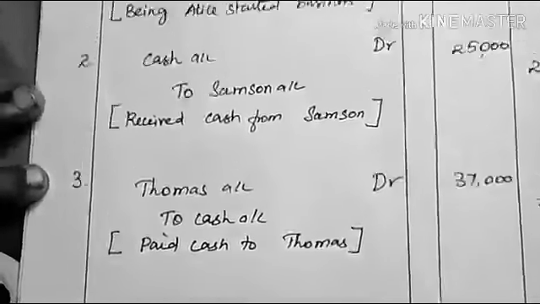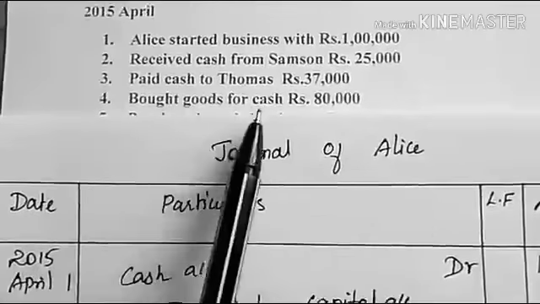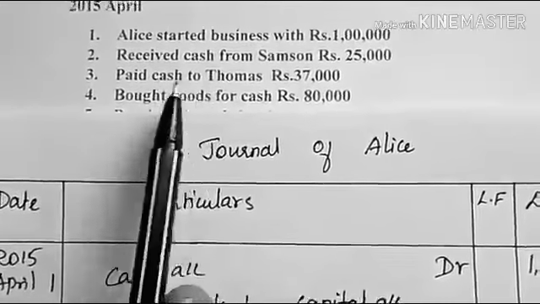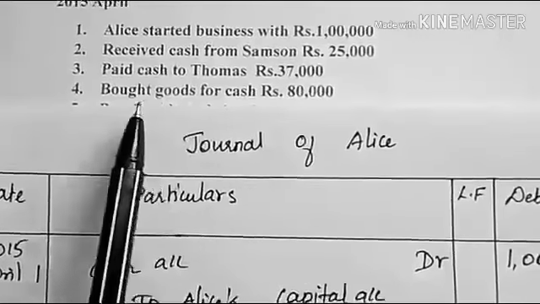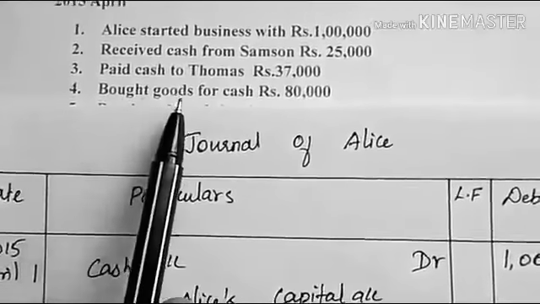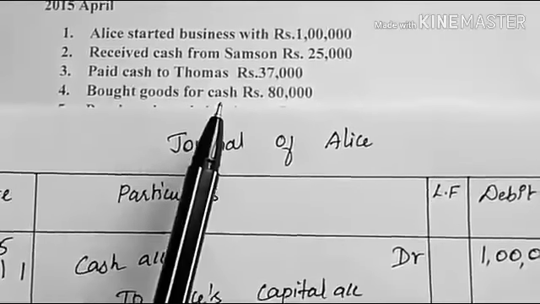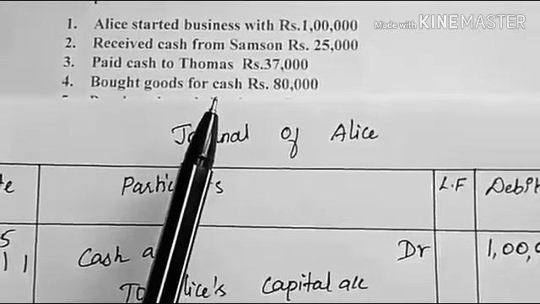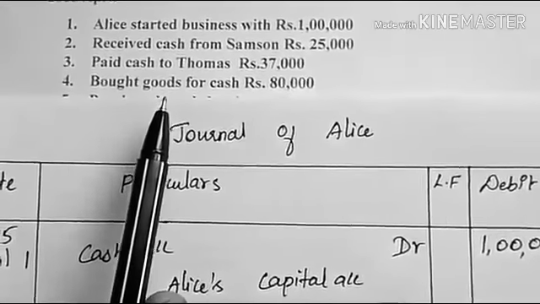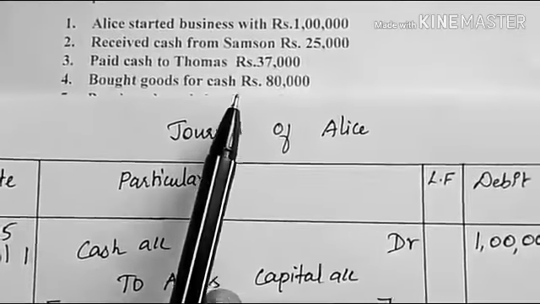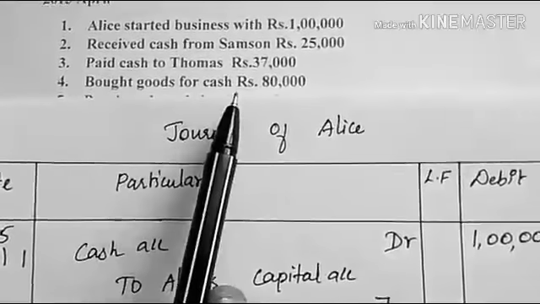Then fourth transaction. Bought goods for cash. See, bought goods means purchase. Here they didn't mention the name of the goods, so simply you can write purchase account. You can purchase any item either on cash or credit basis. So when you purchase any item on the basis of cash, you just simply write purchase account debit to cash, because it's a cash purchase.